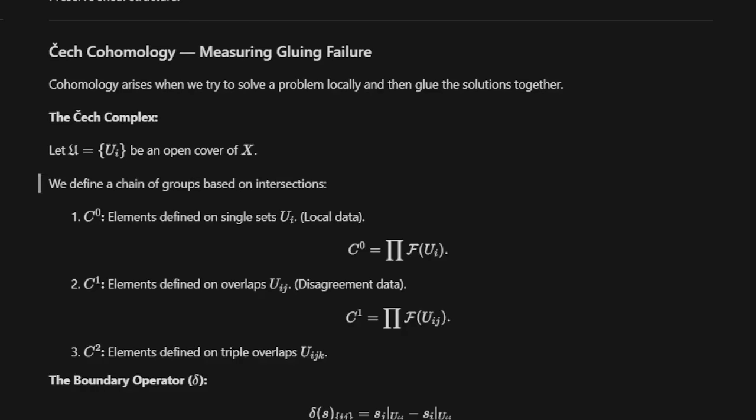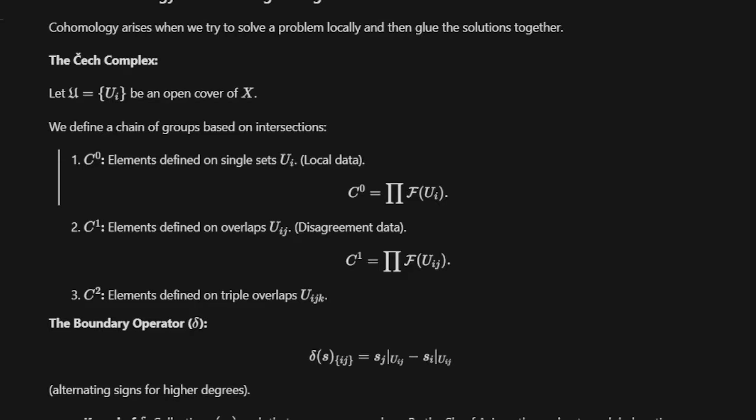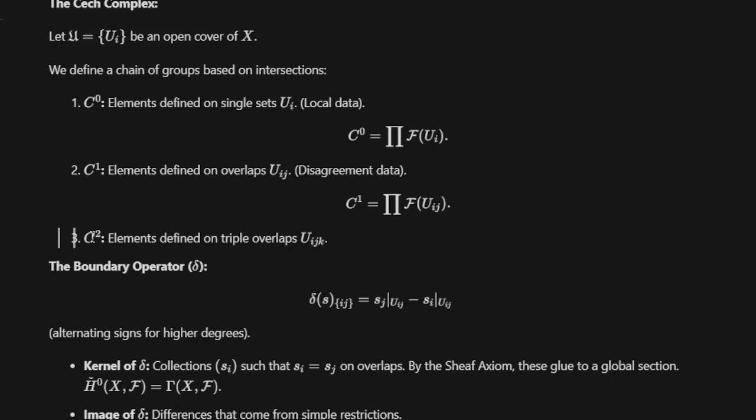So let's go back. Let U, calligraphic U, just be the open cover of X. We can define chain groups based on the intersections, remember? So our first chain will look like elements defined on the single set, which will be the product of the presheaves, okay? And what we can also do is define the second group, or I guess technically its index is 1. Okay, so it's C^1. And these are elements defined on overlaps, or disagreement data, where we're defining this in terms of the presheaf that depends on both. And then we would also look at the triple overlaps.